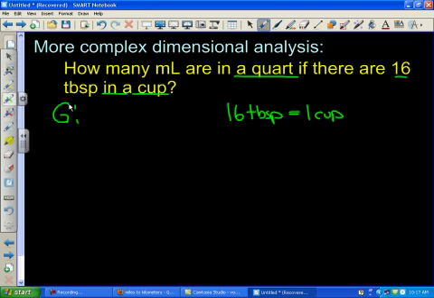So that in a cup, that goes back to what we talked about in the first problem and in the problem on the previous vodcast. When you see the word each or in a, that is an equality. So 1 cup equals 16 tablespoons. We go ahead and write that down.